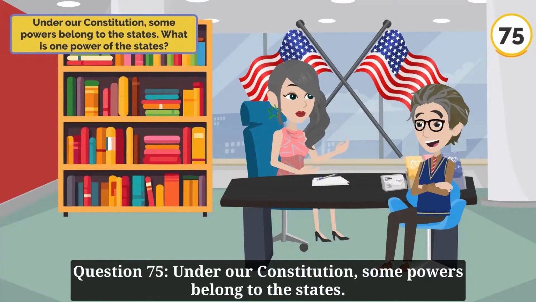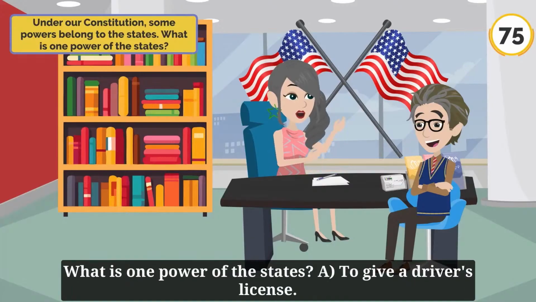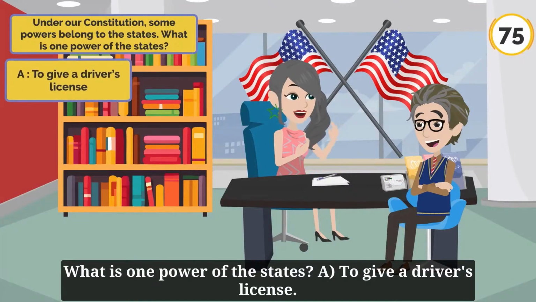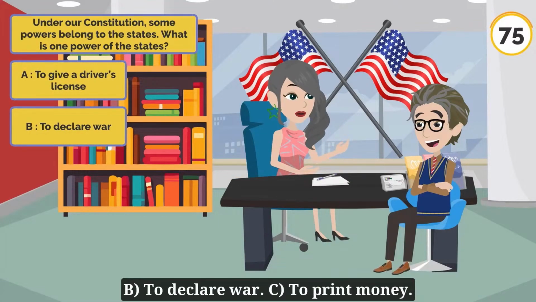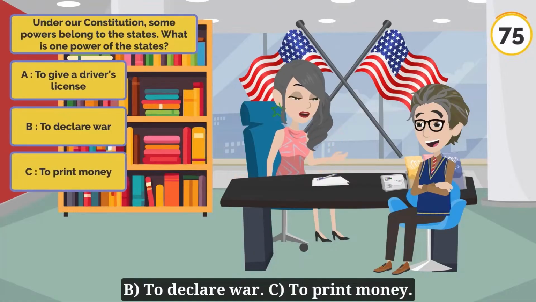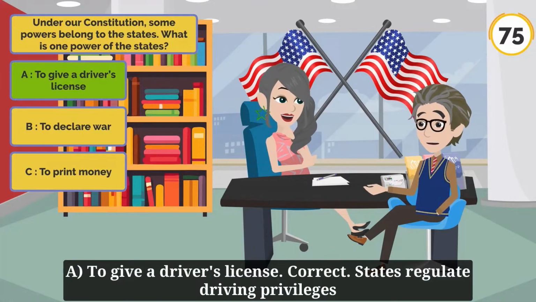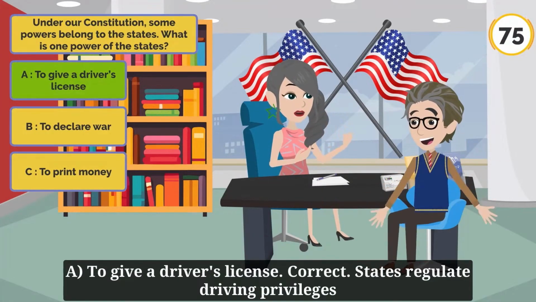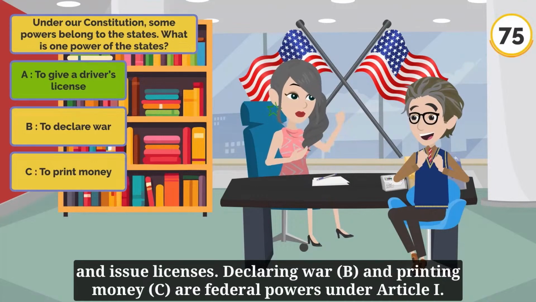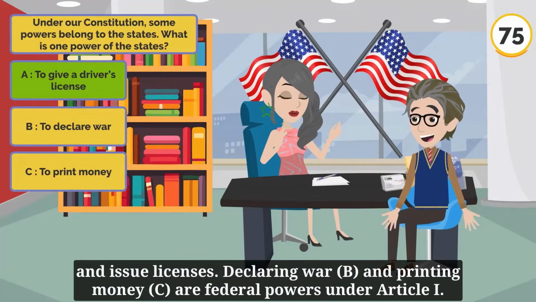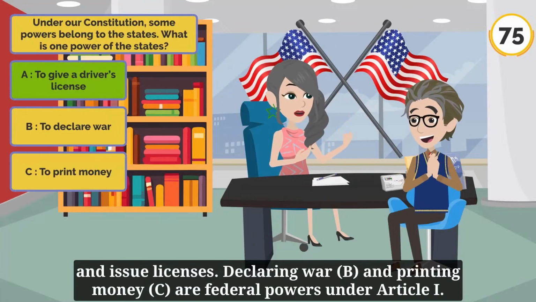Question 75. Under our Constitution, some powers belong to the states. What is one power of the states? A, to give a driver's license. B, to declare war. C, to print money. I'll go with A, to give a driver's license. Correct. States regulate driving privileges and issue licenses. Declaring war, B, and printing money, C, are federal powers under Article 1.